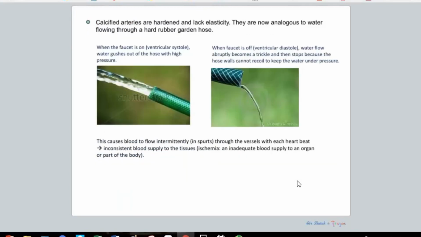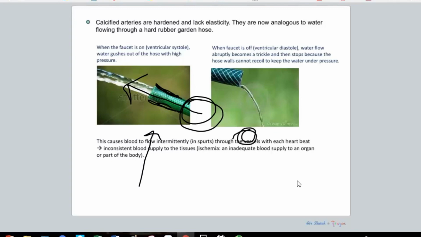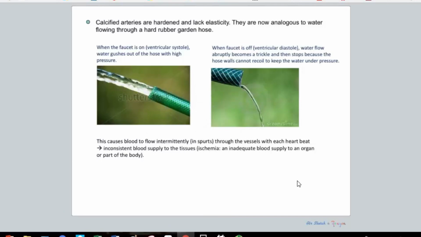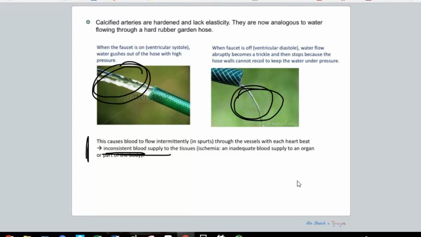So when we have these calcified arteries that lack elasticity, the arteries act like a garden hose. So when the ventricle contracts, it shoots blood out rapidly, and there's a tremendous amount of pressure on the garden hose. And then when the ventricle relaxes, just a little bit of blood is coming out because the elasticity isn't there and it can't recoil to maintain the pressure. And so what happens is with every heartbeat, you have a lot of blood coming out, then a little. And this isn't good. This is inconsistent blood supply to the tissues.